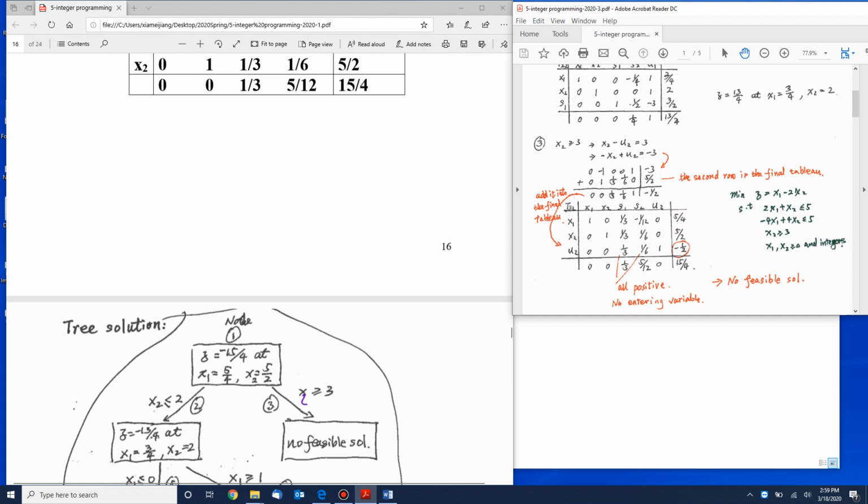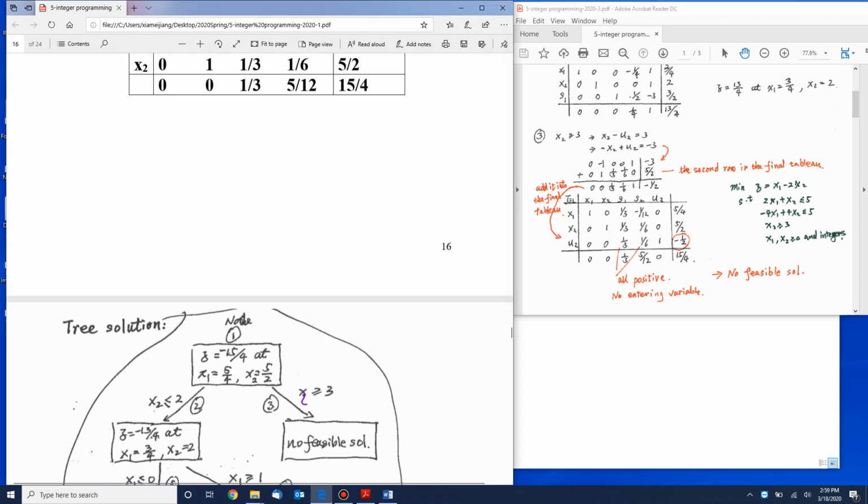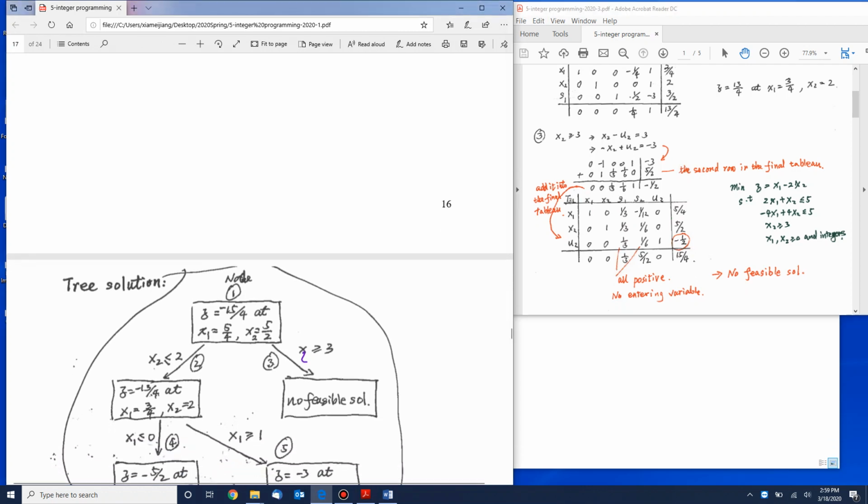So the integer around 3/4: the largest one less than 3/4 is 0, and the smallest integer greater than 3/4 is 1. So we just use another two branches to work on it. That is, we consider x1 less than or equal to 0, and the other one is x1 greater than or equal to 1.